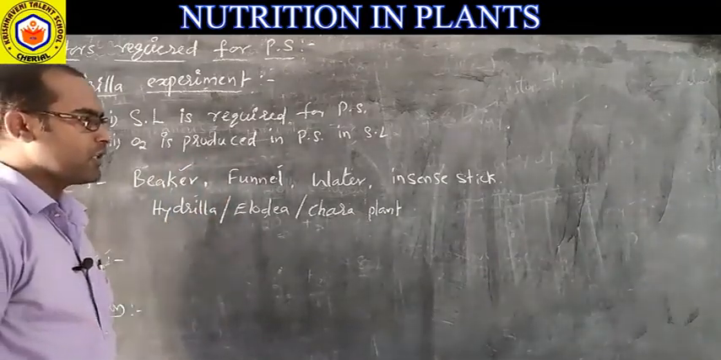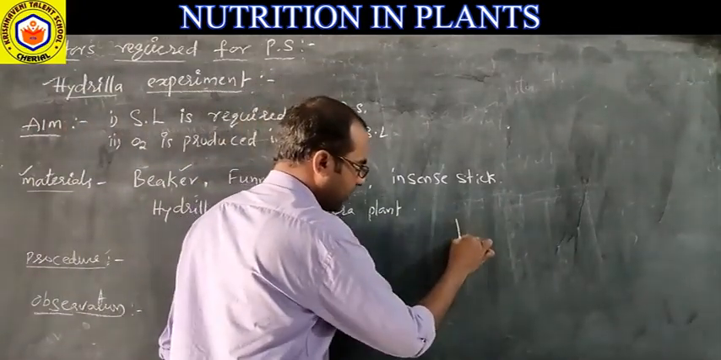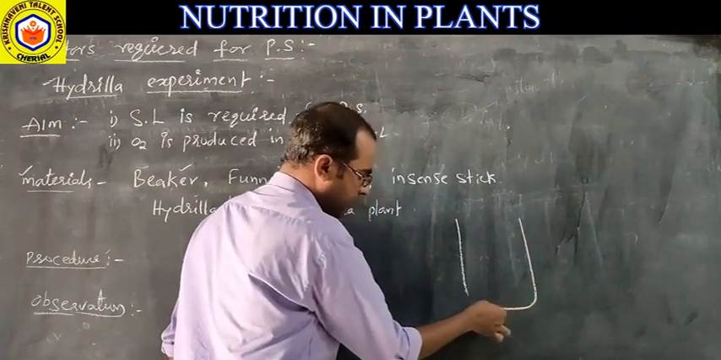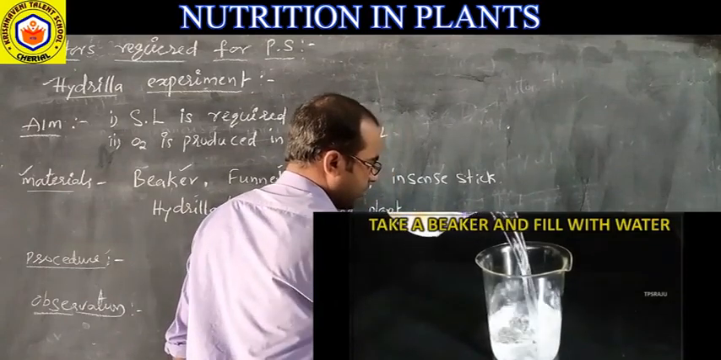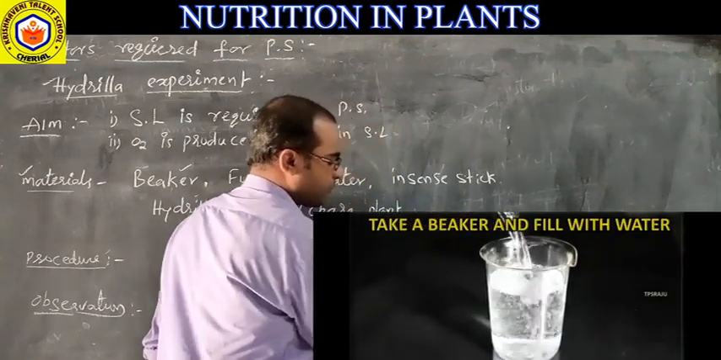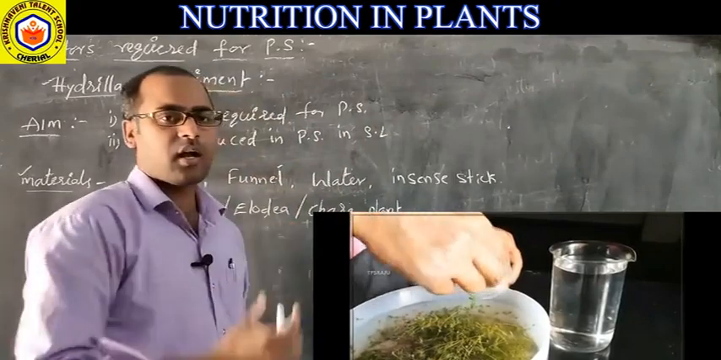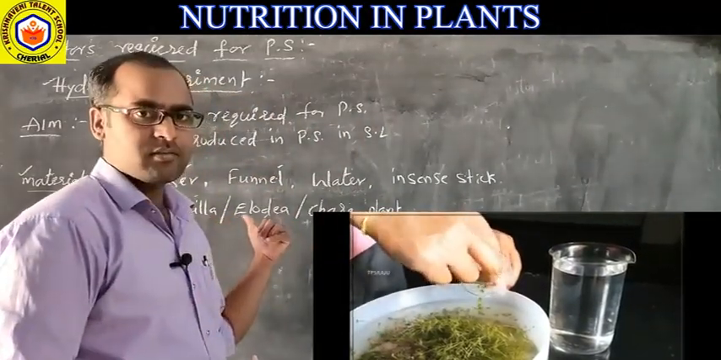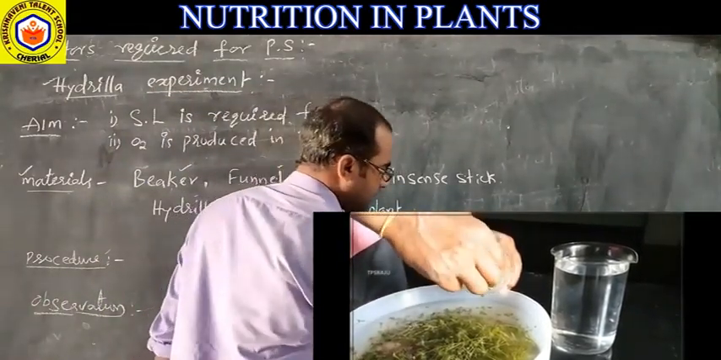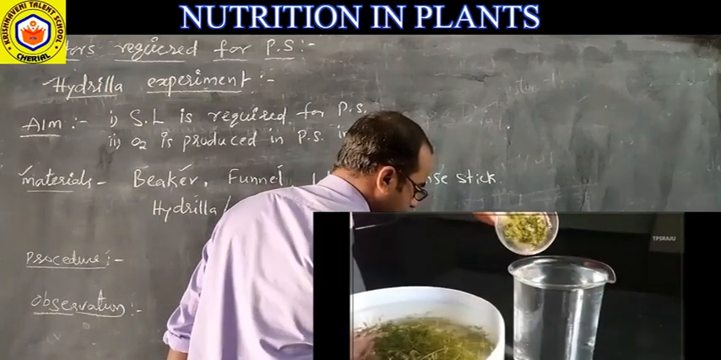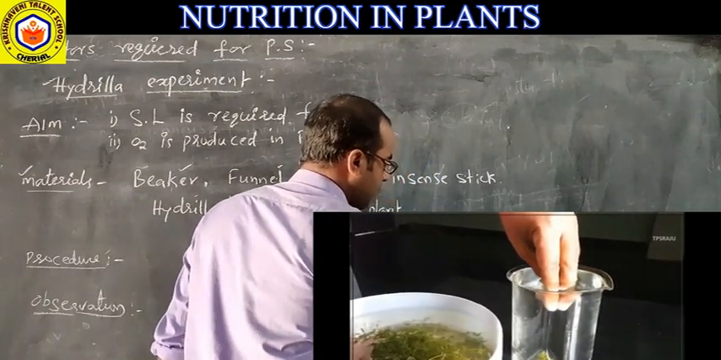Then the procedure. What is the procedure that we have to follow? Let us first take a beaker and fill it with water. Then take a funnel, and take some Cara plants or Hydrilla plants, the pieces of plant. Place the Hydrilla plants in the funnel and invert the funnel into the beaker.